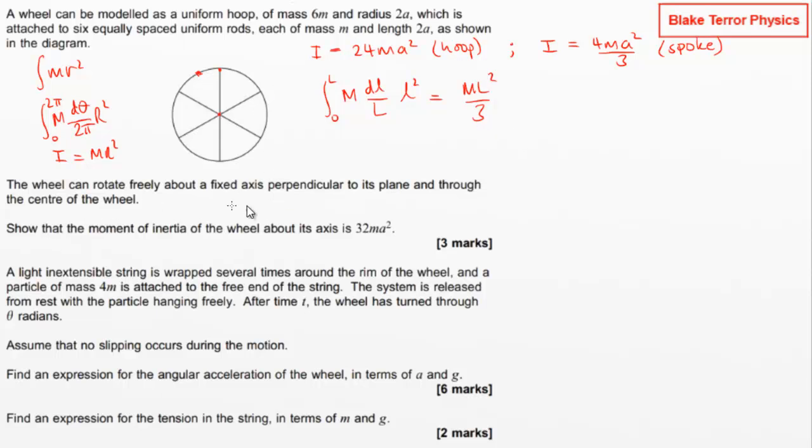So now we want the moment of inertia for the whole thing. So we're going to add this up. We're going to get our 24ma squared and 6 lots of this one. So it's 24ma squared and then 8ma squared to give us 32ma squared.